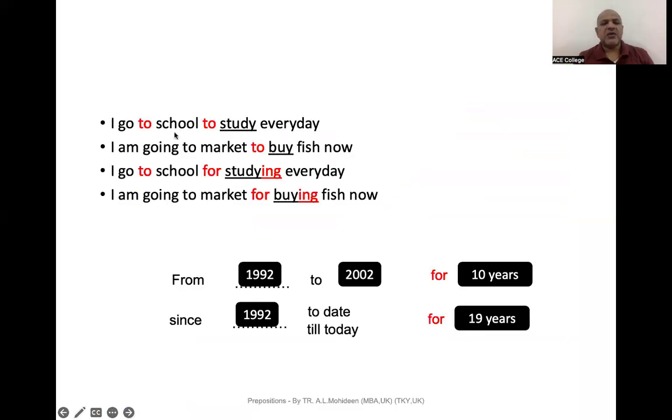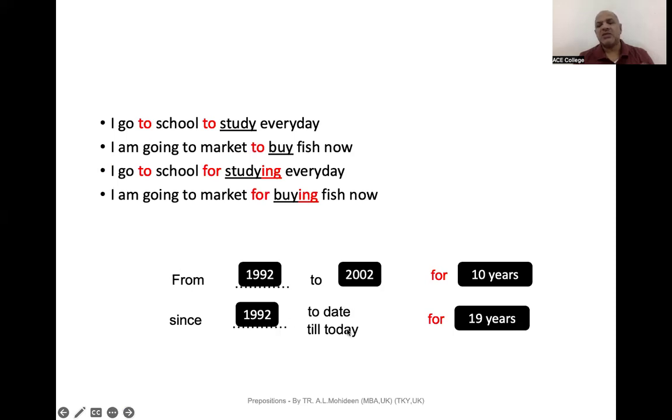So for example, I go to school to study every day. This year, from 1992 to 2002. So now you can calculate how many years, 10 years. So you can say another preposition, you can use for 10 years. This is the range, this is the amount of years. Instead of from, you can use since. Since 1992 to date or till today.